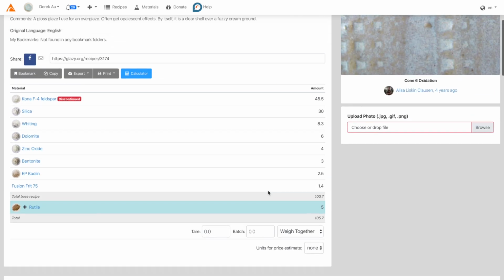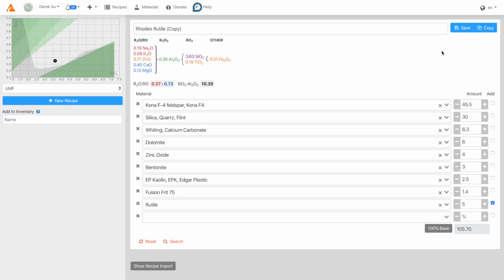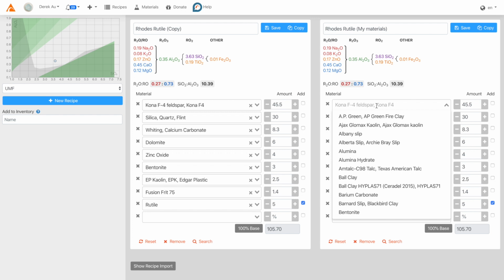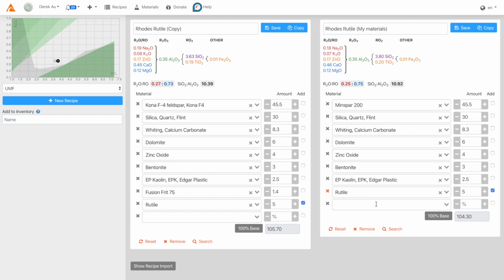All right, so we want to replace those two ingredients. Let's go into the calculator by clicking calculator. And then we're going to make a copy of this, and we'll just name it My Materials. For the Kona F4 feldspar, I'll replace it with the soda feldspar that I have, Minspar. And for the Fusion Fritz, I don't even think we need it. Let's just cross it out here by clicking the X.